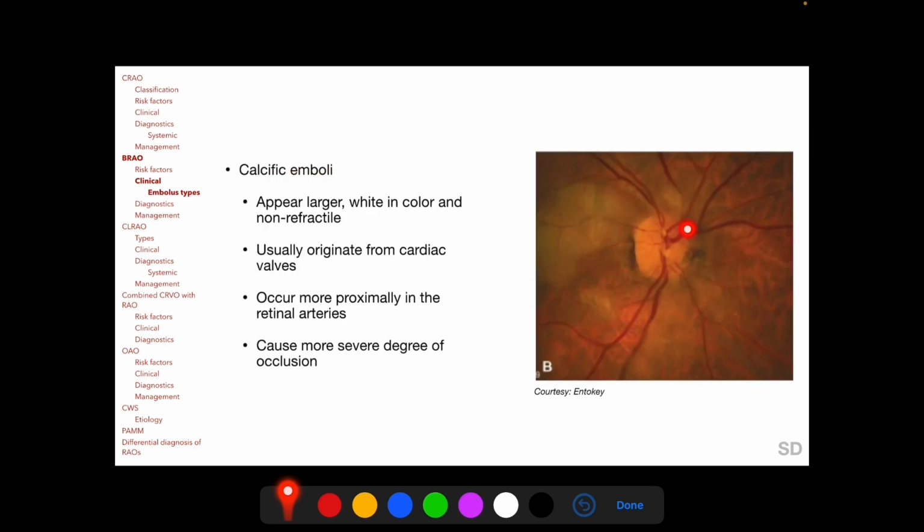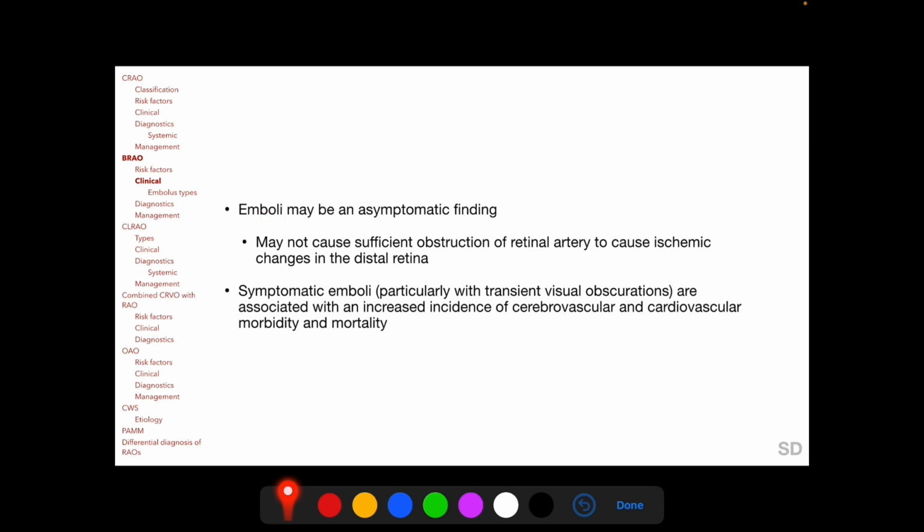Calcific emboli, as seen here in this clinical photograph, appear larger, white in color, and non-refractile. They usually originate from cardiac valves, and this is important to remember. Being larger in size, they occlude a more proximal segment of the retinal arterial system and cause more severe degree of occlusion. Emboli may also be an asymptomatic finding during routine fundus examination, but symptomatic emboli, particularly those associated with transient visual obscurations, are associated with an increased incidence of cerebrovascular and cardiovascular morbidity and mortality.